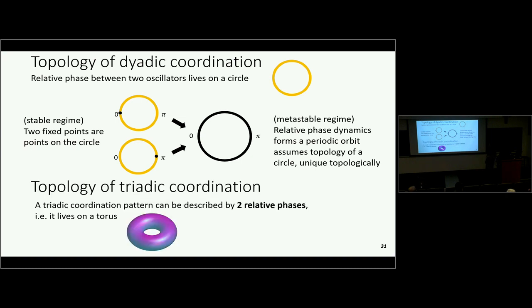Well, if we go into the coordination between three oscillators, we can characterize the relation between three oscillators with two relative phases. So three oscillators, two relations. And we can plot, I would say, the location around the large circle on the torus indicates the value of one relative phase. And the location around the small circle represents the value of another relative phase in this triadic coordination.